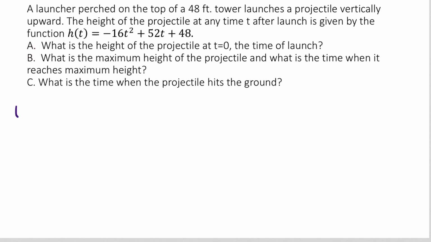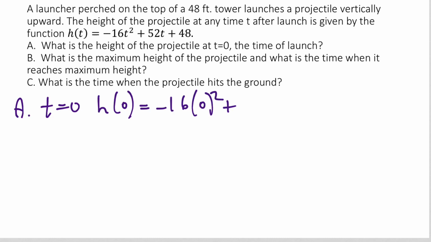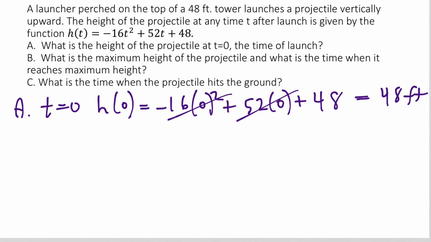So for part A, when t is equal to 0, we just want to find h of 0. So I'm going to substitute 0 in for time. This is going to go to 0 here and here, so I'll get 48 feet. And that intuitively makes sense because it hasn't taken flight yet. Basically, it's just getting ready to, so the assumption here is that it's at an elevation of 48 feet. All right, so that's the answer to question A.